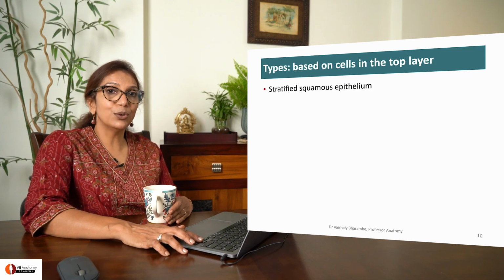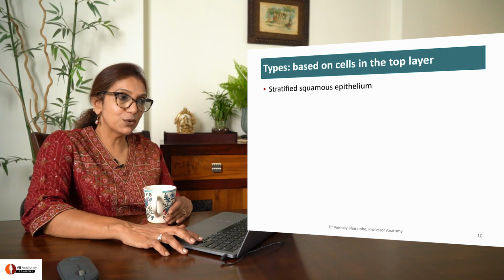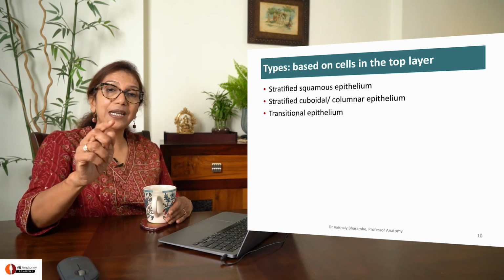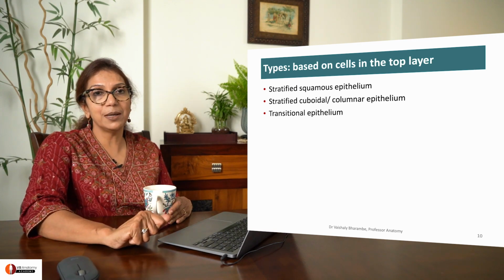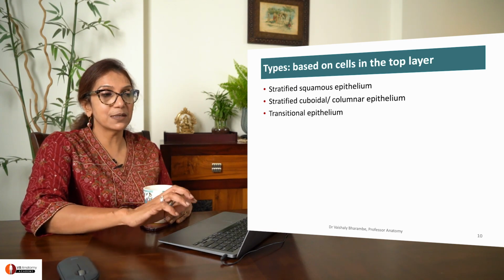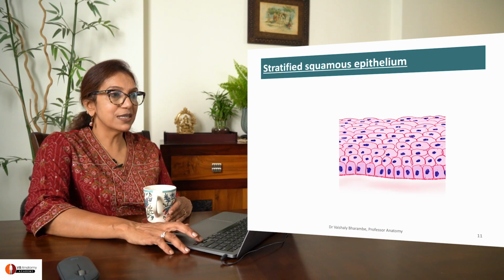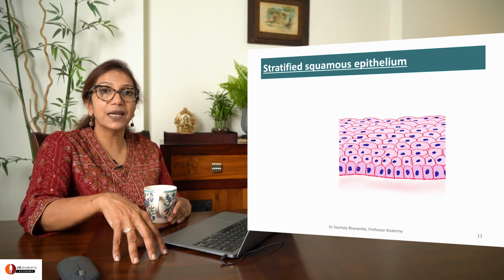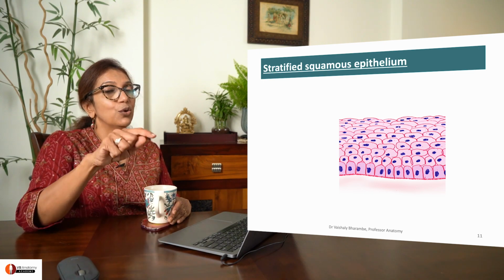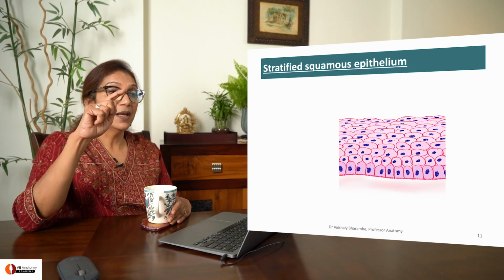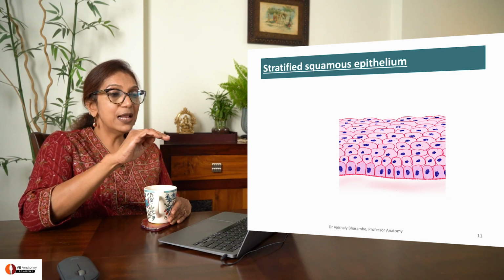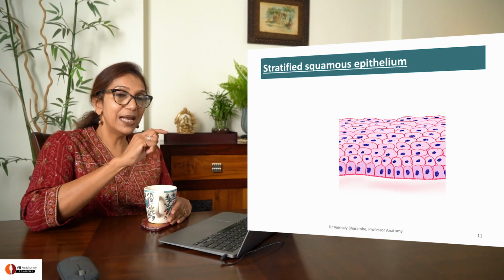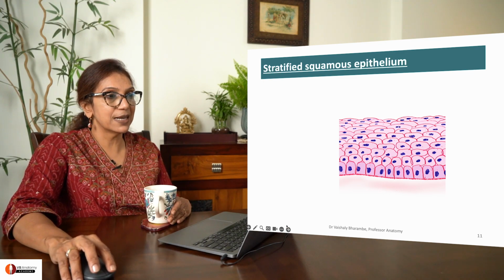Based on the cells on the top, you can have stratified squamous, stratified cuboidal or columnar, and a third type of epithelium called transitional epithelium. I'll be telling you details about this. So let's begin to study stratified squamous epithelium. Again, what do I know? Stratified, so multiple layers will be there. Squamous, so the cell on the top will be flat. Clear to you? Okay, so let's understand this.